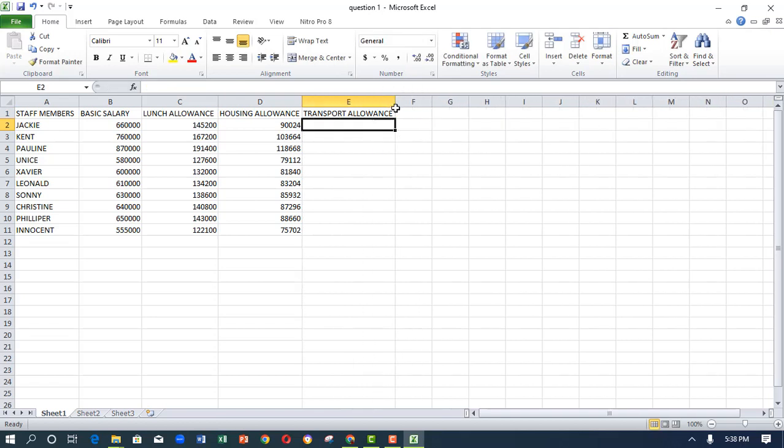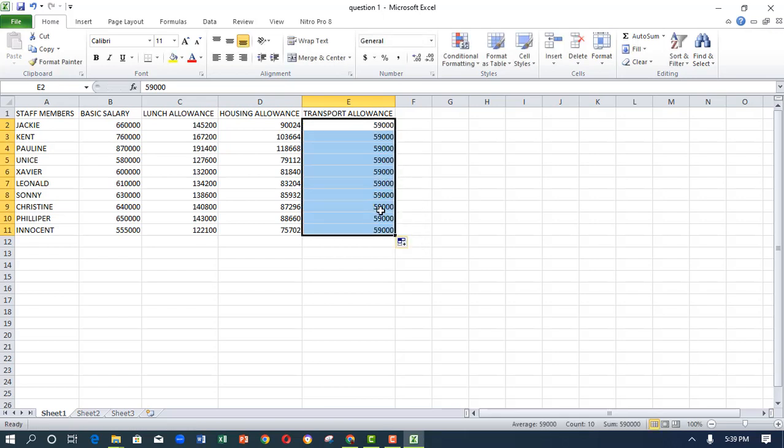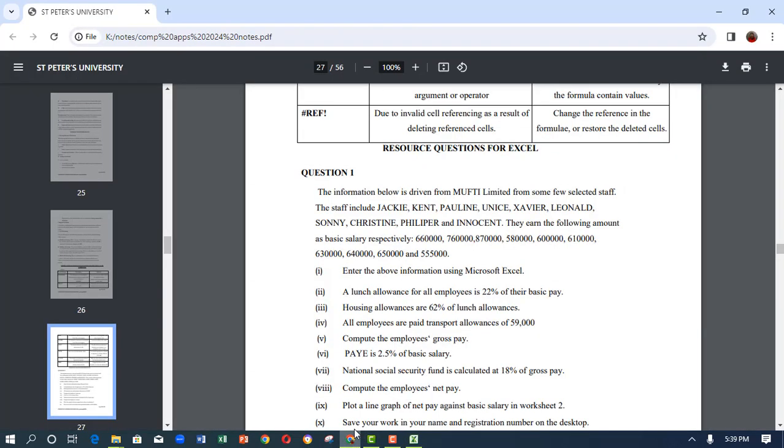So they are saying all employees get a transport allowance of 59,000. That is a fixed value, so no need to get a formula for that. Just write 59,000, 59 and 3 zeros, then you autofill it for the rest of the employees. Then you press Ctrl S on your keyboard to save the changes. Okay, so let's look at the next question.